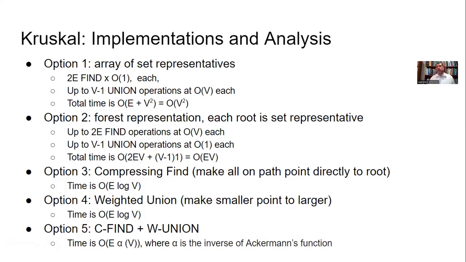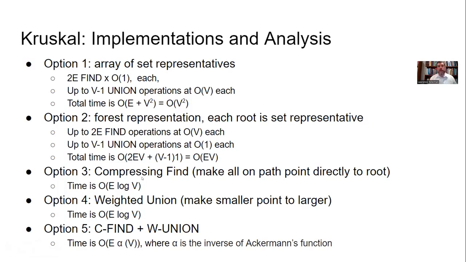Now, why don't we just make it flat to begin with? Why don't we make it just have one level? The answer is because that's just extra work up front. So we do that work while we're operating on it anyway. Okay, so that's called compressing find. If I use compressing find, instead of it being E times V, it becomes E log V, which is obviously better. And why does it get smaller? Because the trees in our forest are all going to be flatter. They're going to have a lower height.